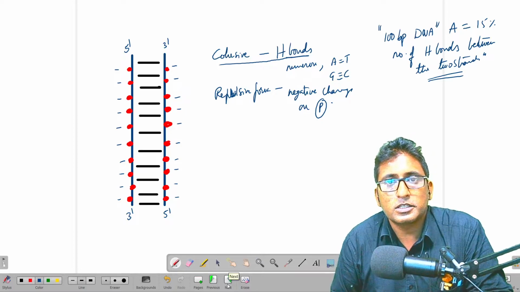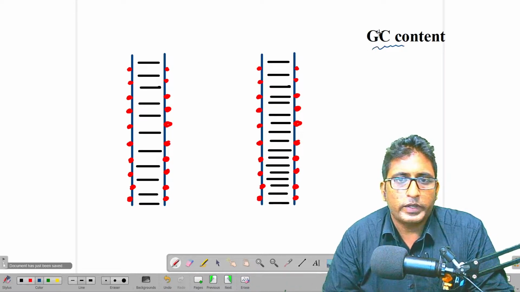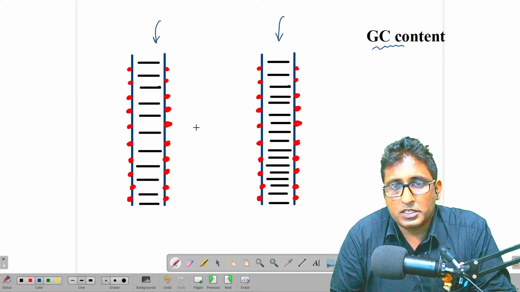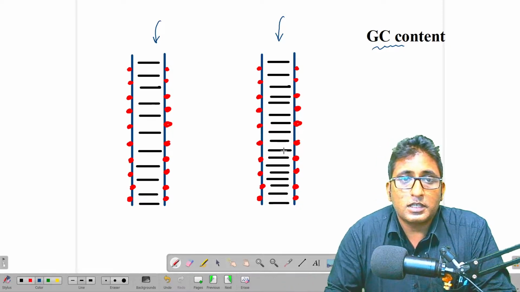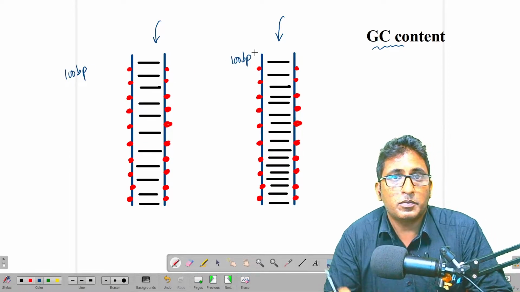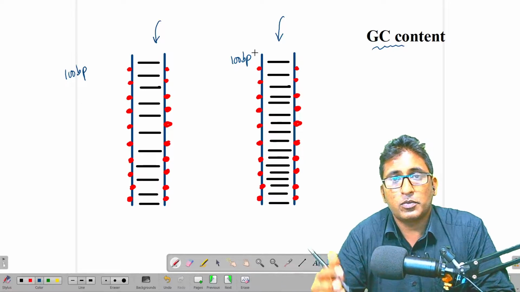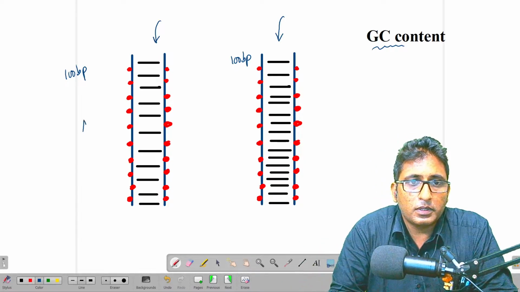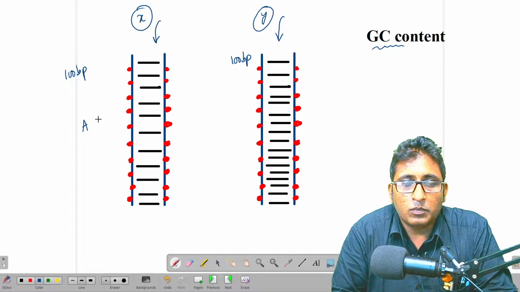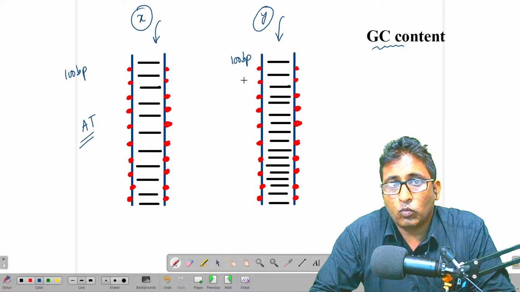One is inherent within its sequence itself. It could be because of high GC content. By now it is very easy to understand that the more hydrogen bonds there are between the two strands, the more stable. Say for example, this is a 100 base pair DNA and this is also a 100 base pair DNA. So the number of nucleotides is the same, but the composition could be different, because of which the number of hydrogen bonds could vary. Say in molecule X, and we'll call this molecule Y, molecule X is rich in AT, and molecule Y is rich in GC.